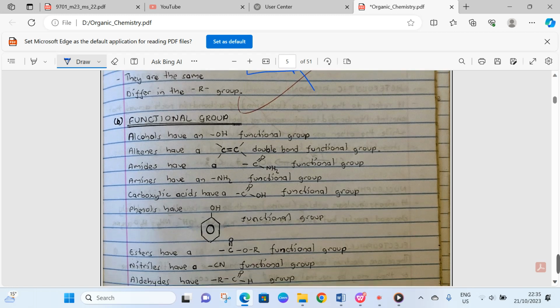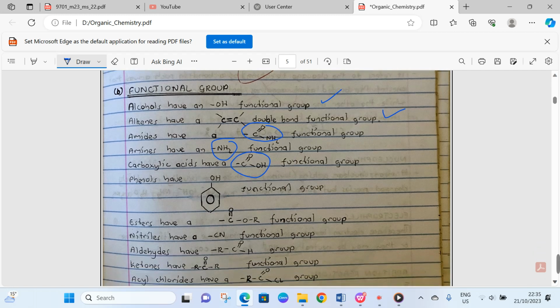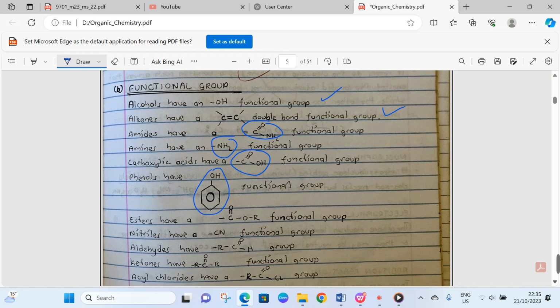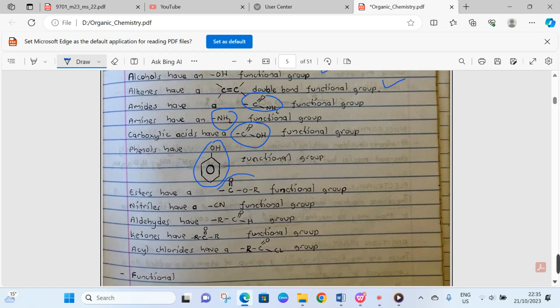Now, let's talk about functional groups. The functional group, as you know from your O level, is the reactive part of an organic compound. For alcohols, the functional group is OH. For alkenes, it's a carbon double bond. For amides, this is their functional group. For amines, it is NH2. For carboxylic acid, it is their structure. For phenols, everything here is their functional group. For esters, I've been drawing the structures before. I hope you were able to pick that up. The structure that represents esters, that is their functional group.